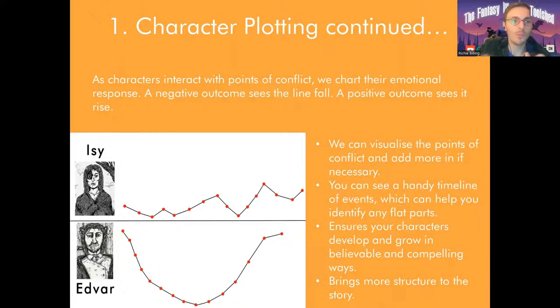And just move through the points of conflict in your plot, add them to the chart. Usually when I'm doing this on paper, I'll write little notes about what happens. If it's a positive outcome, line goes up, negative outcome, line goes down. And just keep working through, adding notes and analyzing, seeing, well, this part is a bit weak.